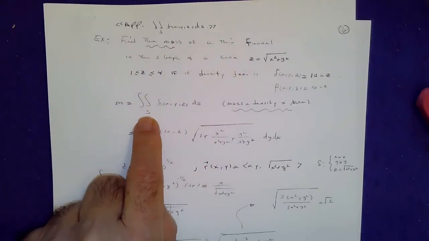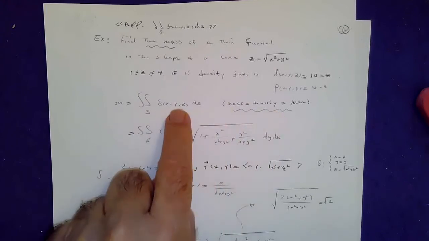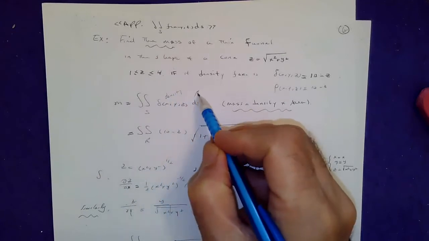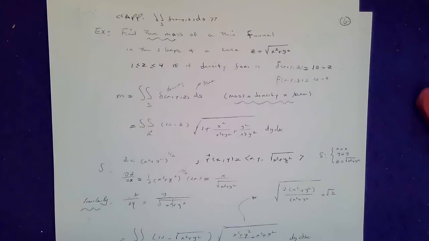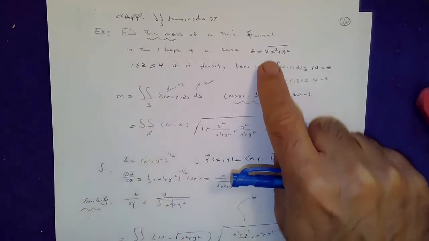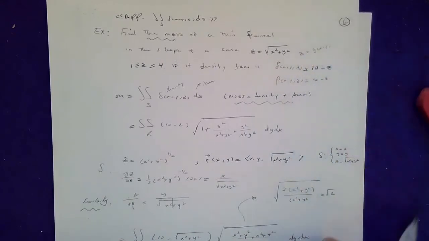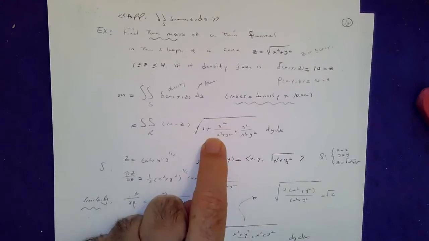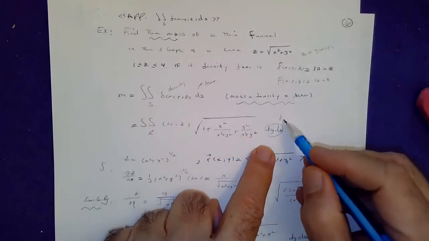So mass is equal to the surface integral of what? Density times area. So this is the density, correct? And this is the area element. ds is the area element, correct? So because the function was expressed explicitly in terms of x and y, I use that magic formula, which is the square root of 1 plus what? fx squared plus fy squared times dA.